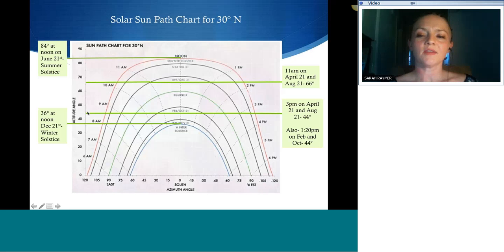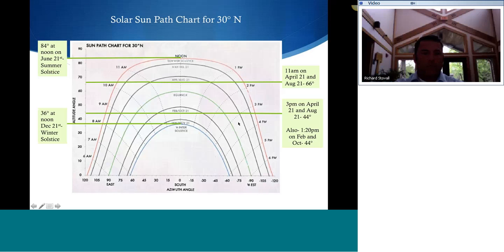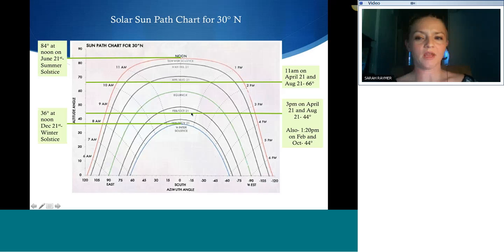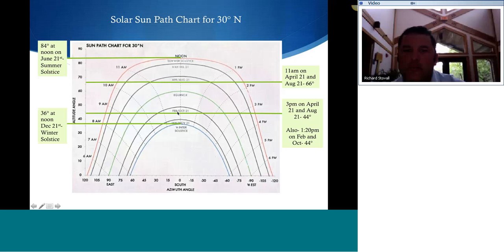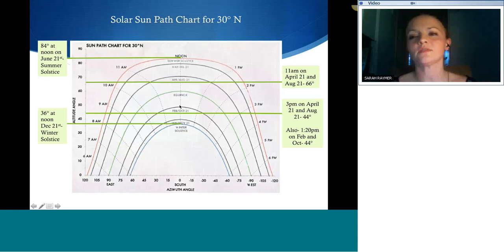And then also at 1:20 p.m. on February, it's the same thing, because this is February and October. Did I get that right? April 21st and August 21st. January, February. I think I've got my numbers wrong there. No, I don't. 3, March, April. So it comes down here. So that's 3 p.m. All right.